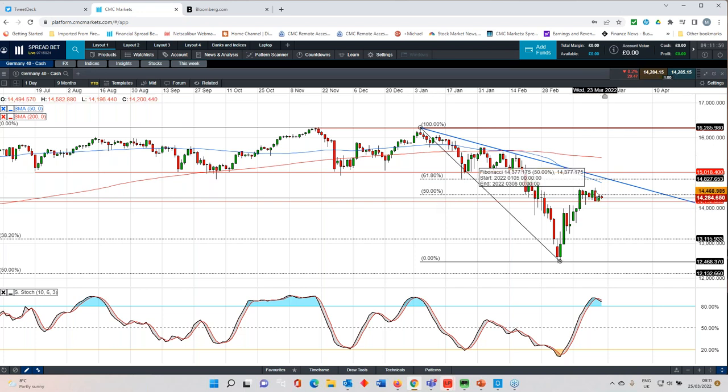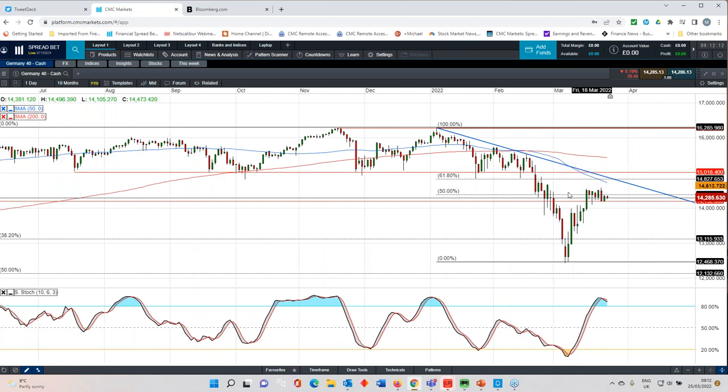We're struggling to move much above the peaks of 14,580 that we saw last week, but also this week as well. And we're also below the 200-day and the 50-day moving average. So we've seen a fairly decent rebound, just over 50%.